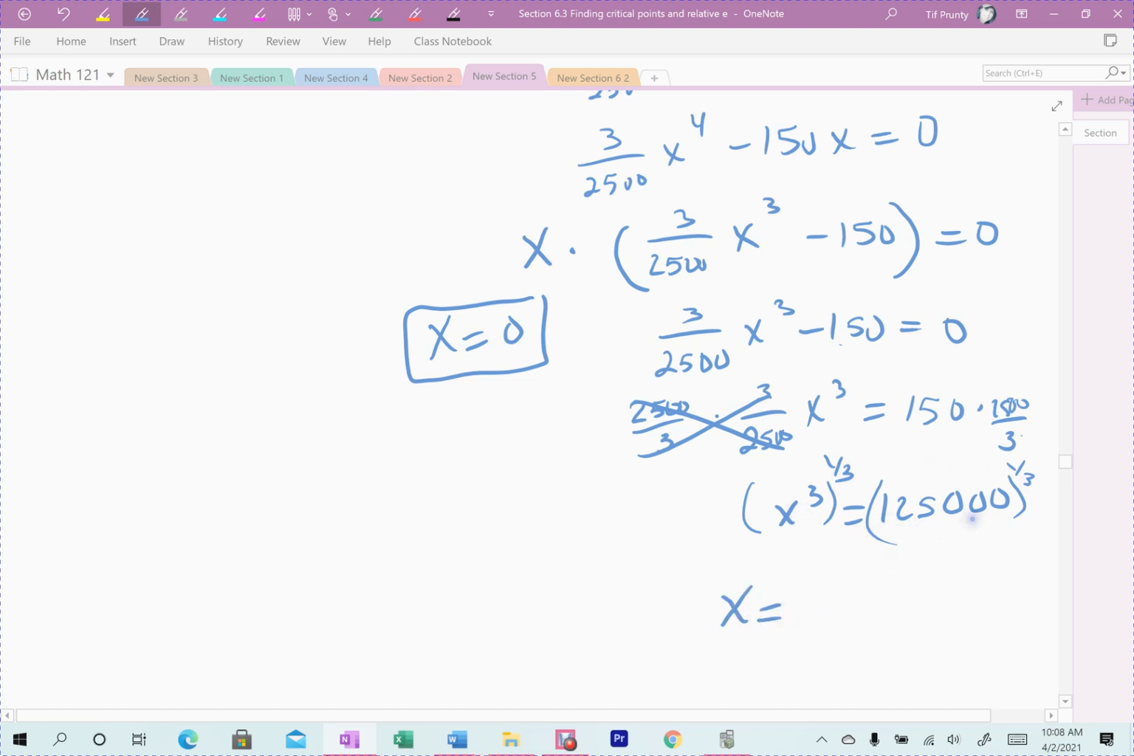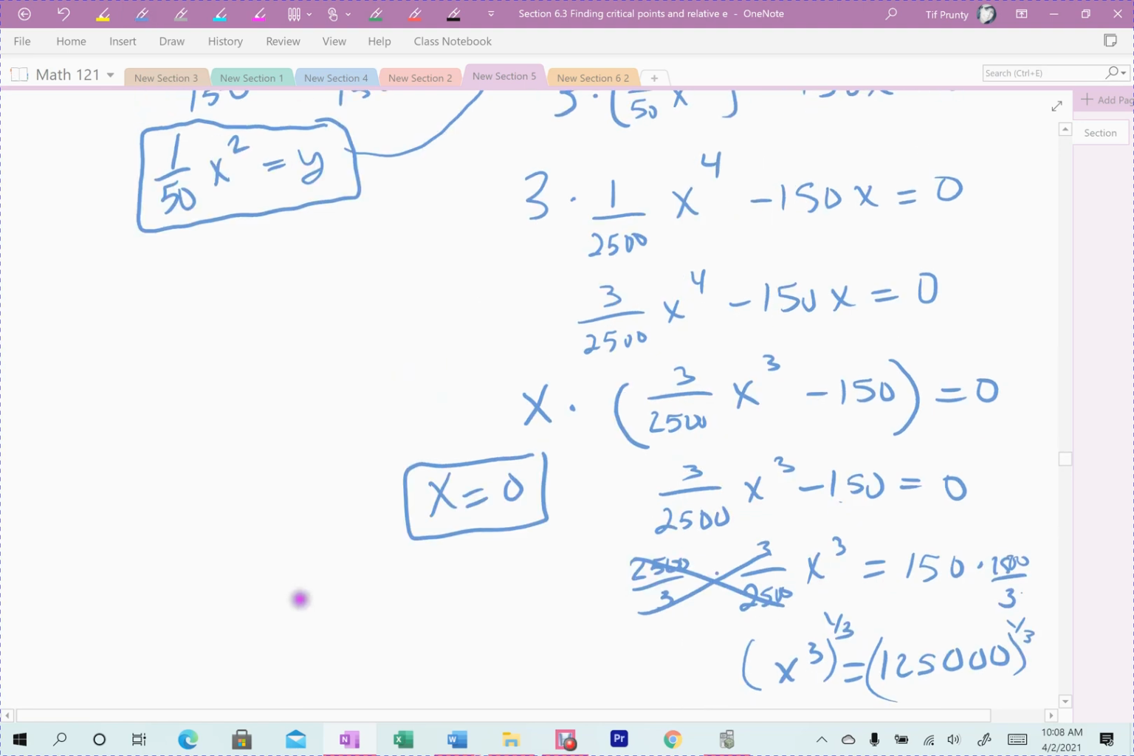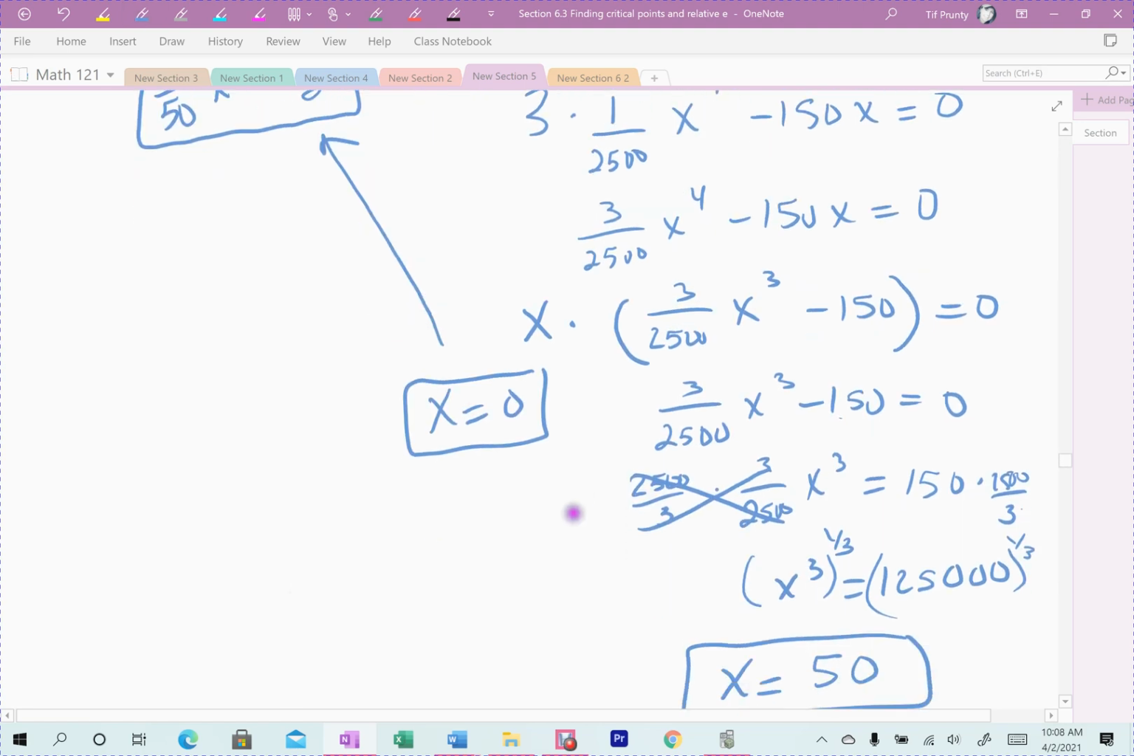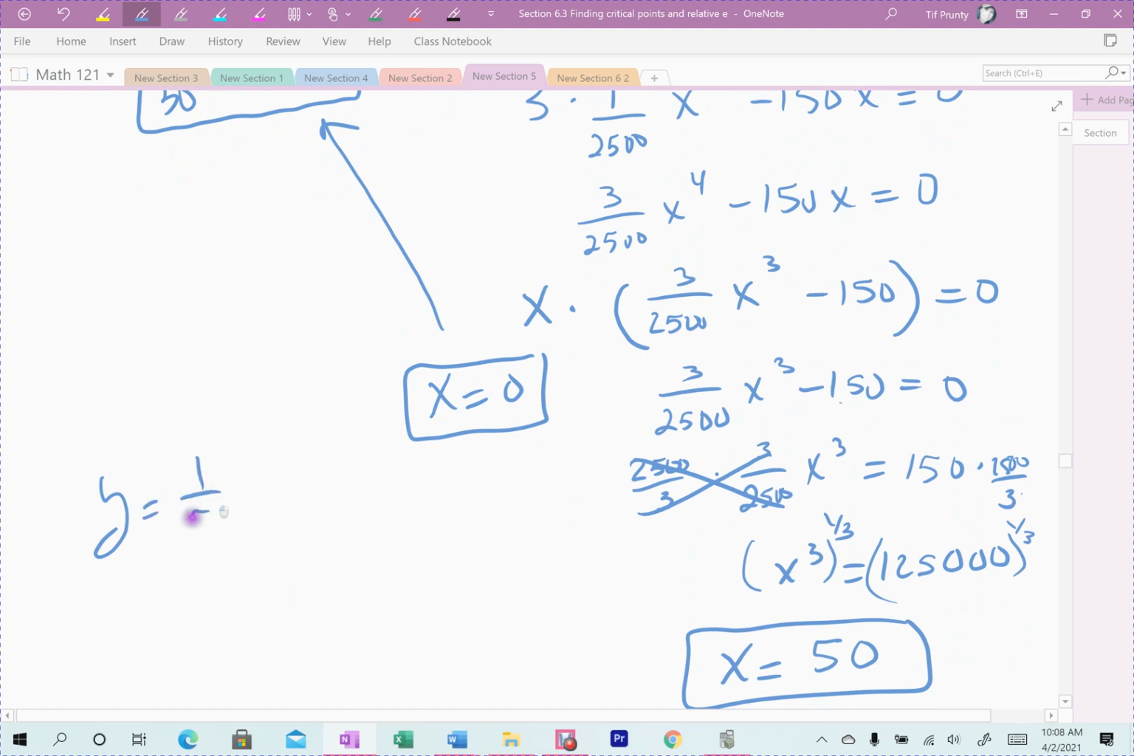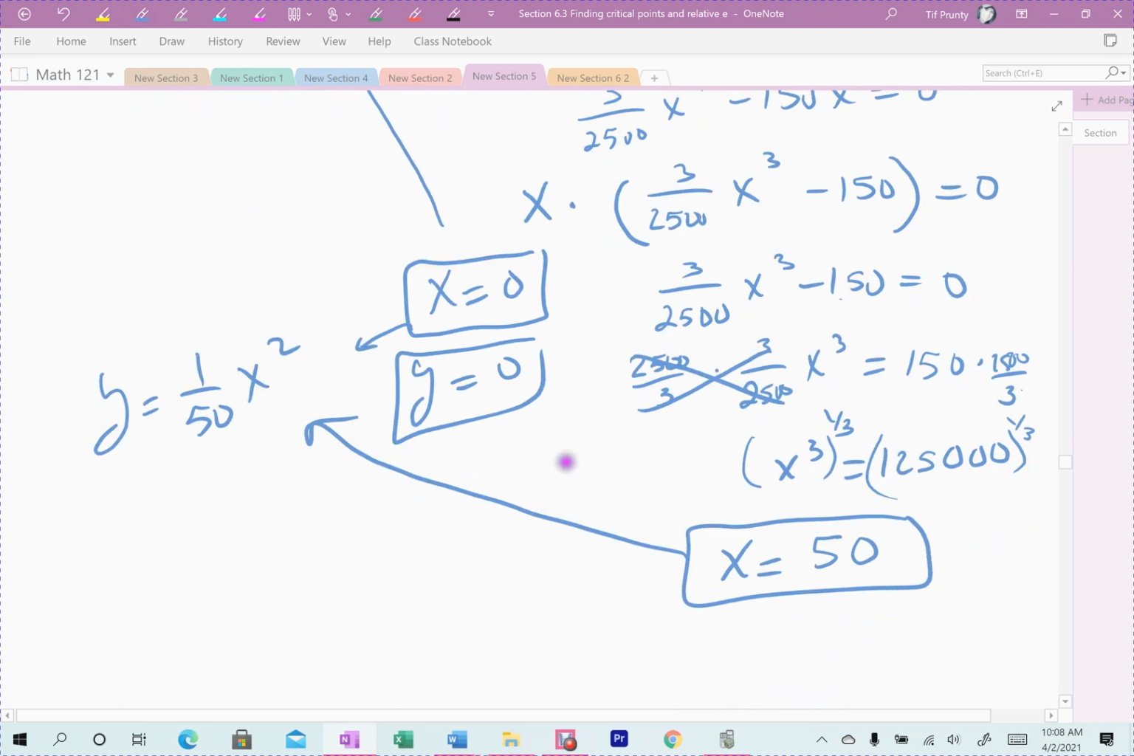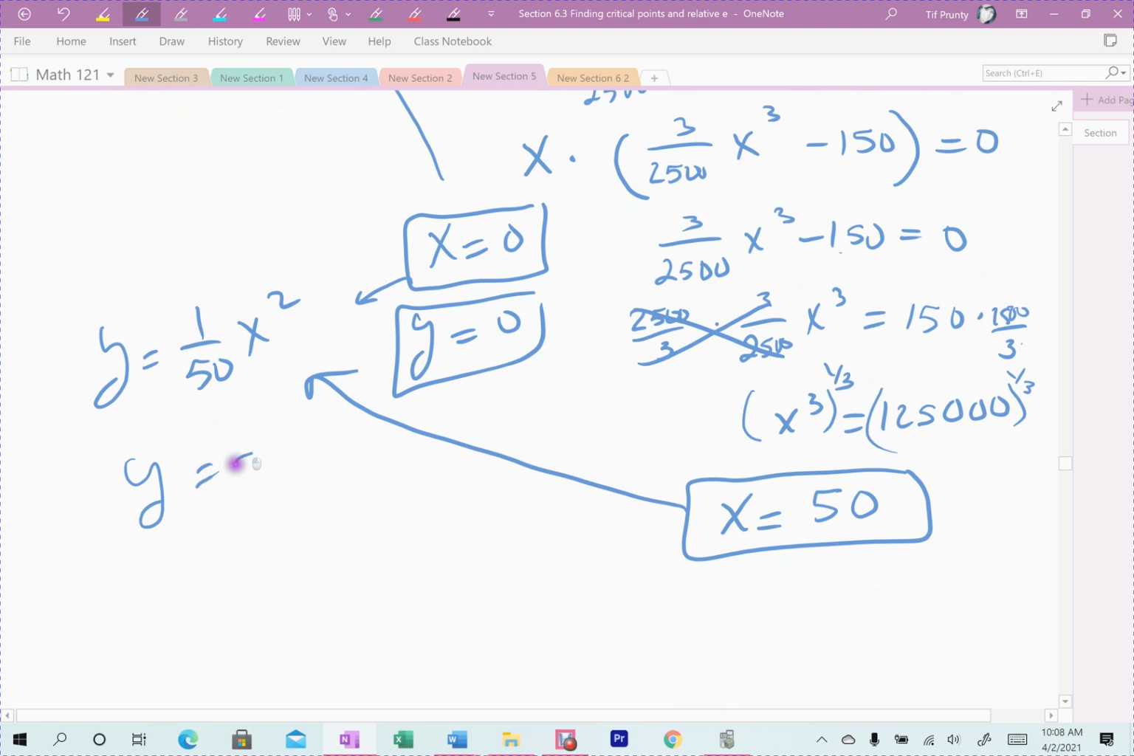Here, I take that number, raise it to the 1/3 power, and that reduces down to 50. Alright, and so there are my two critical x values. That's half the point. Then I have to plug them in here to find my y value. So my y value, remember, equals 150x squared. When I plug 0 in, I still get y equals 0 out. When I plug 50 in, as it turns out, I get 50 out.